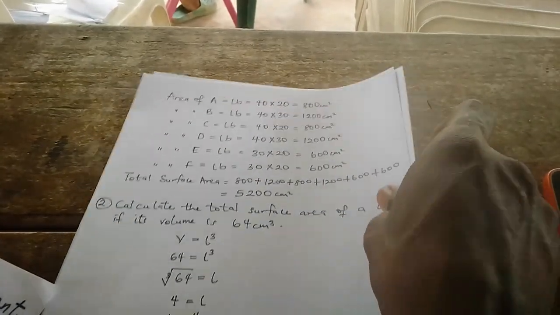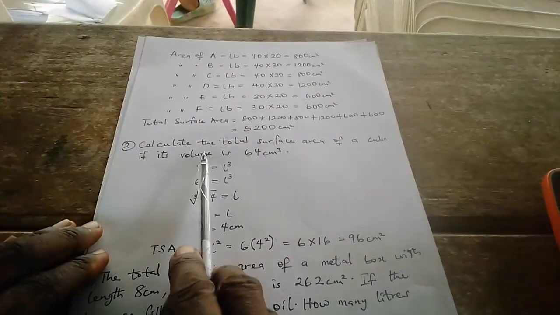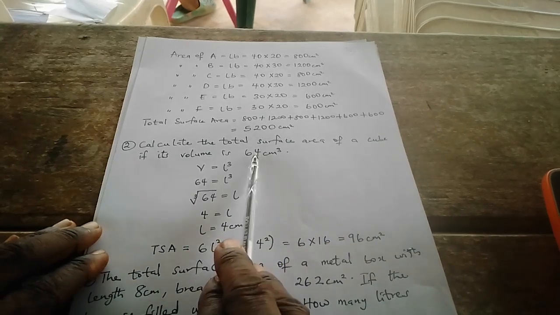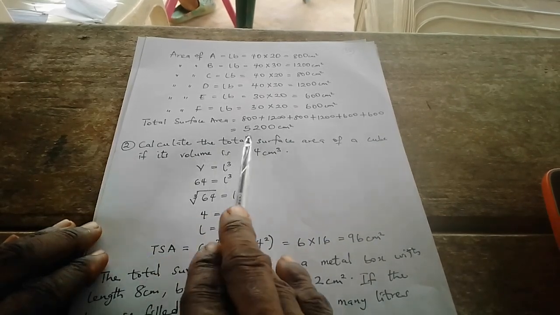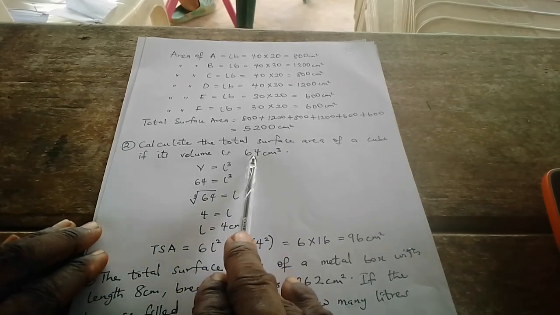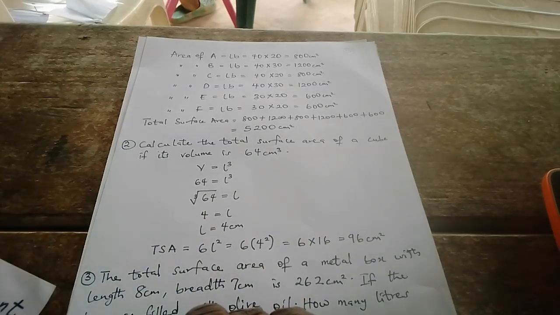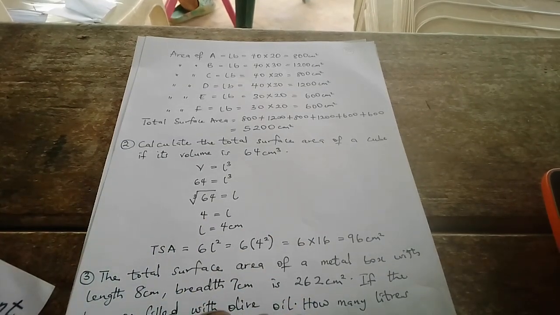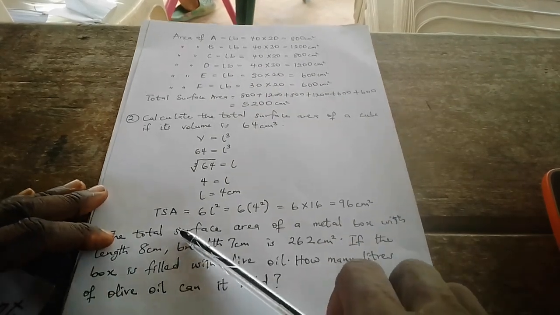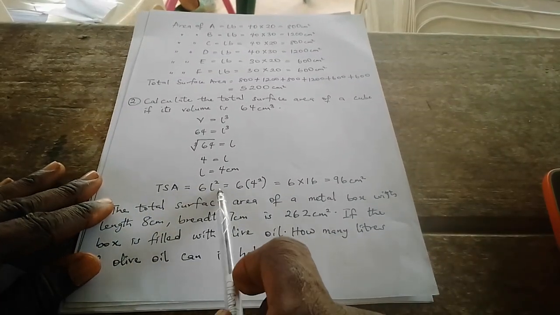Now, let's move on to number 2 question. Number 2 says calculate the total surface area of a cube if its volume is 64 centimeter cube. So here, you are told to look for the total surface area of a cube. We know that we can look for the total surface area of a cube with the formula I gave you earlier, where we said you just say 6 times length square.